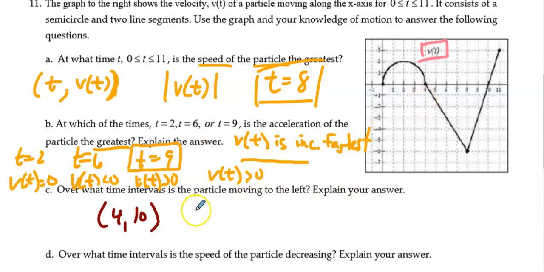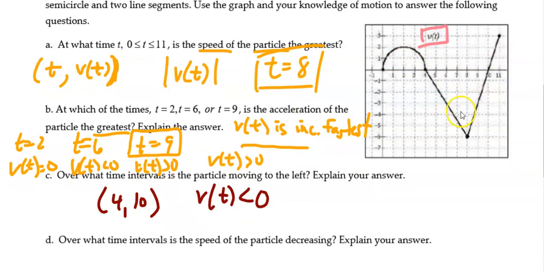It's 4 to 10, and the reason why is that velocity is less than 0. Okay, again, we don't want to say it's underneath the x-axis. We want to say velocity is less than 0. So that's all that you write. That's all you have to write from 4 to 10. So it's moving forward here, we're moving backwards, and then we move forward again.